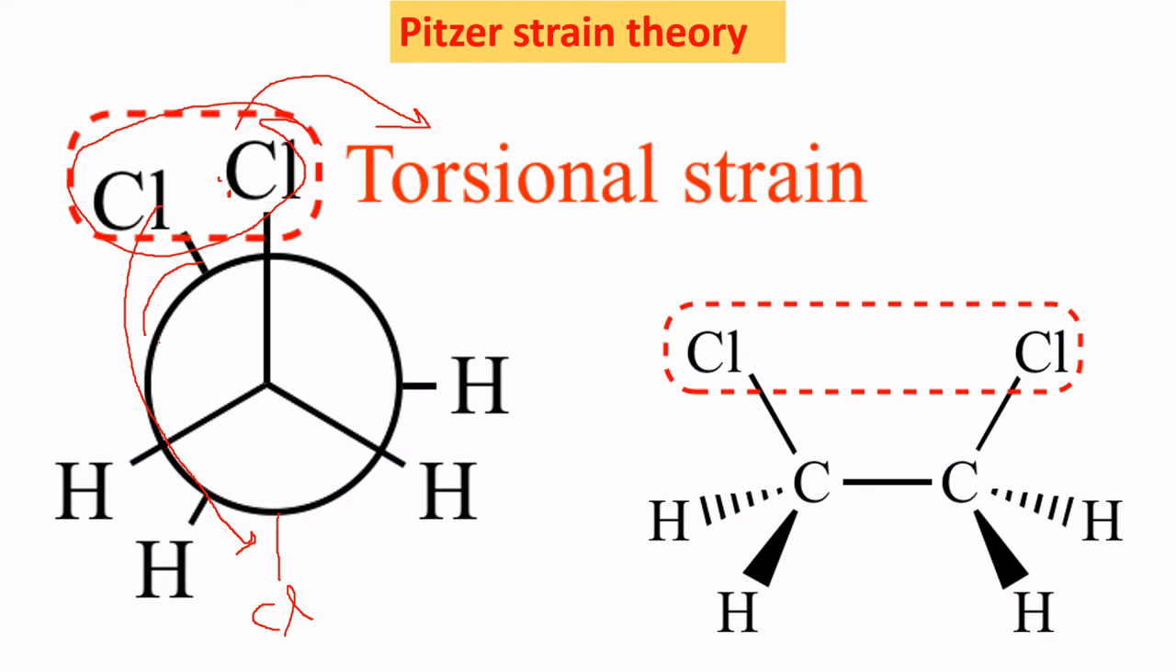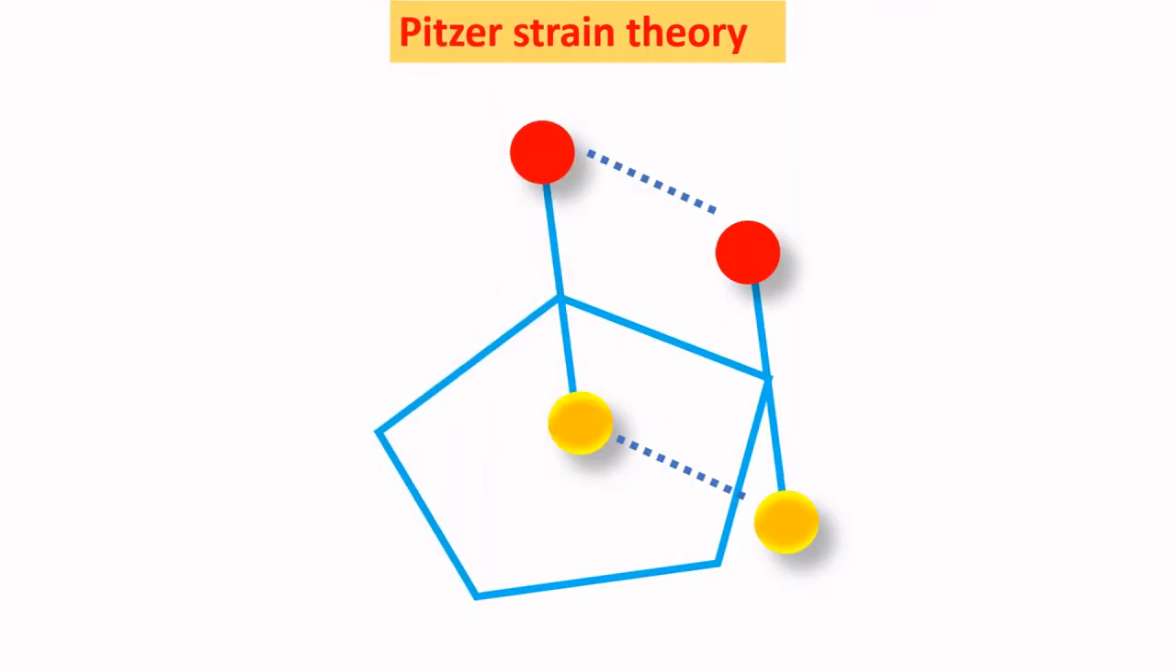So in this case, this chlorine atom will come down somewhere here. That's how these two chlorine atoms will be far away from each other, and the repulsion between them will be minimal also.